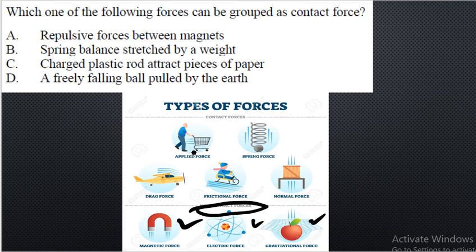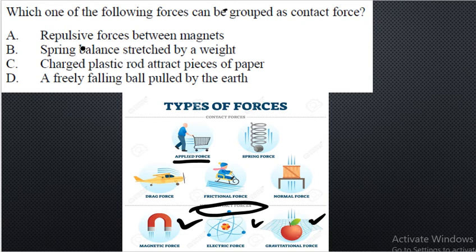But for the contact force, there must be contact between the object and the applied force. As you see here, the man is pushing a cart, so there is contact between the man's hand and the cart, and the force will be applied. So which one of the following forces can be grouped as contact force?